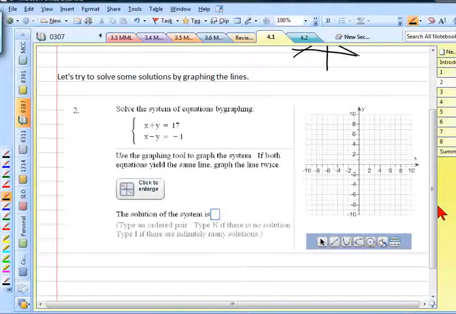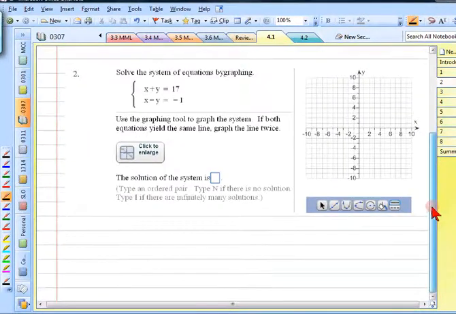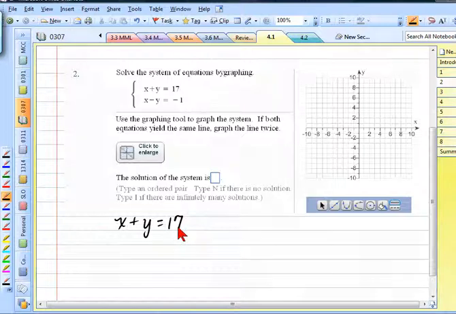All right, problem number 2. It says solve the system of equations by graphing. So I'm going to go down and get a little workspace, and the first thing I'm going to do is take the line x plus y equals 17, and I'm going to figure out how to graph it. In Chapter 3, we learned 3 techniques for graphing: a general T-chart, a specific T-chart that had intercepts with the zeros, and y equals mx plus b, slope-intercept. I can use any of those techniques I want. Which one do you want me to use?